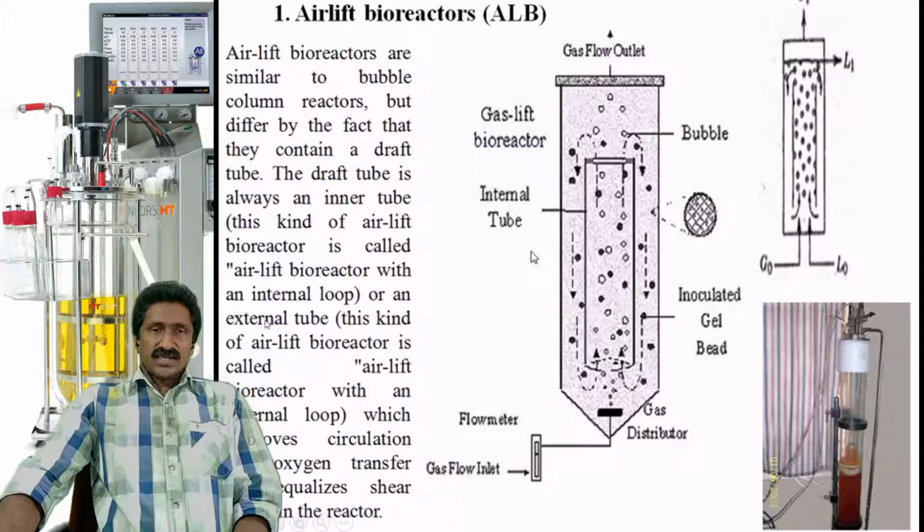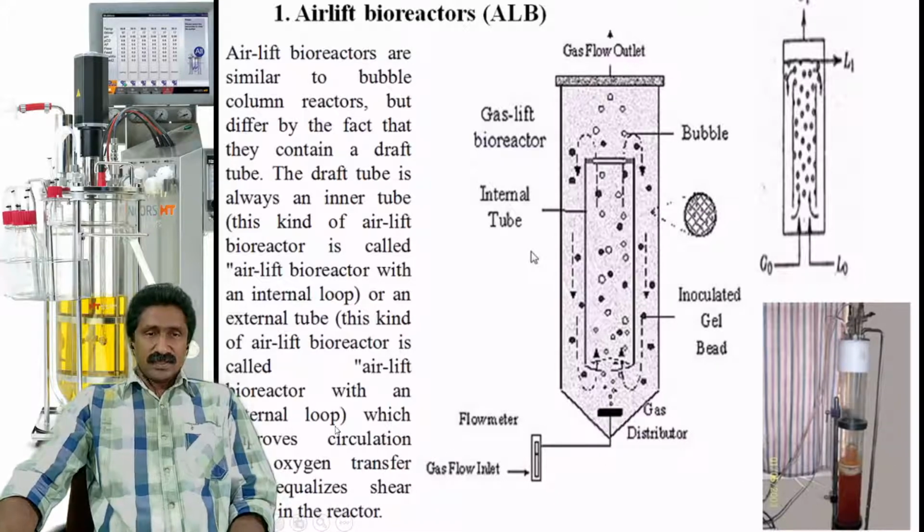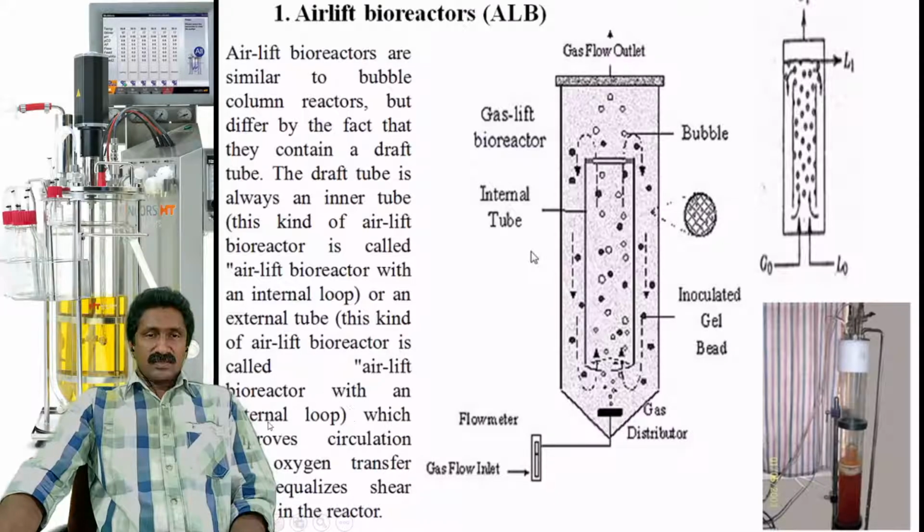Okay, an external tube reactor is also possible, where instead of this one, an external tube can be provided. And such types of reactors were also available. So here you can see that there is an external tube. Okay. So the air is supplied externally. The airlift bioreactor with an external loop improves the circulation and oxygen transfer and decreases shear forces.